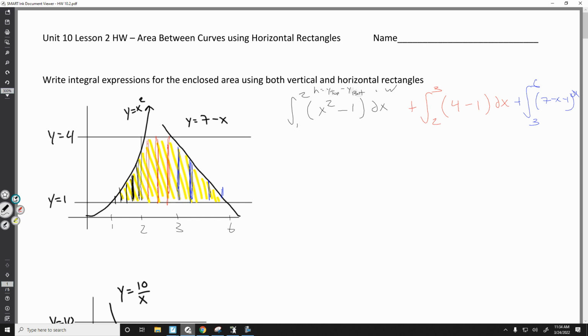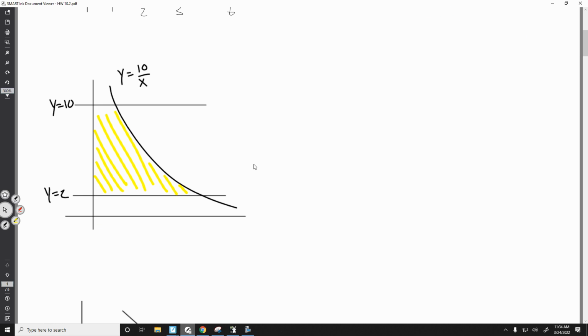What do we get? 8.83333. Cool. All right. What about this one? Now, I don't have to. You could find them. The intersections here are at x equals 1, and the intersection here is at x equals 5.